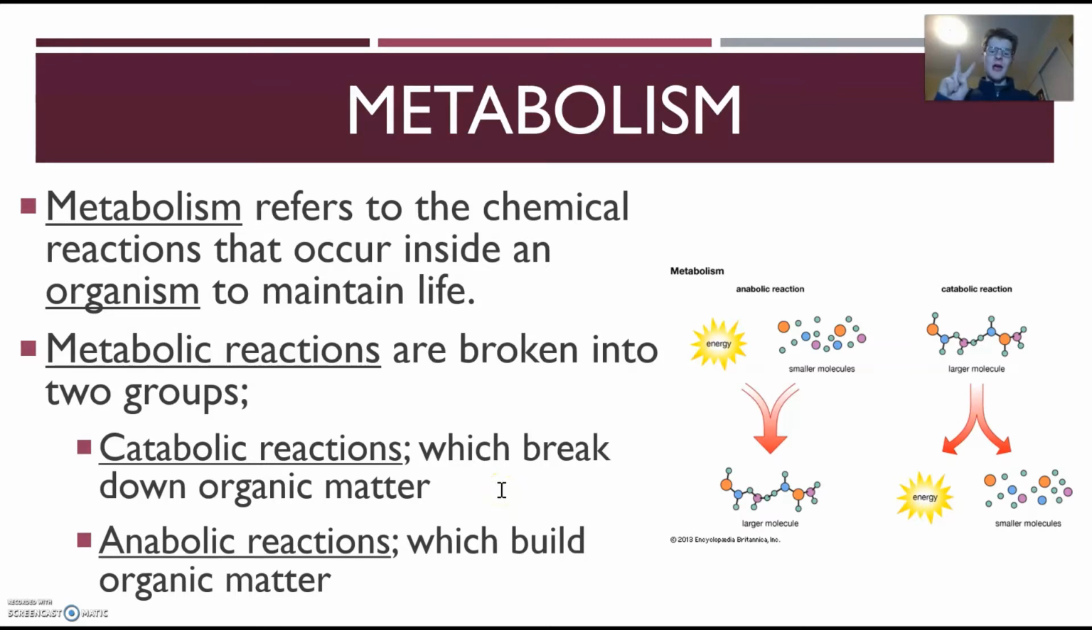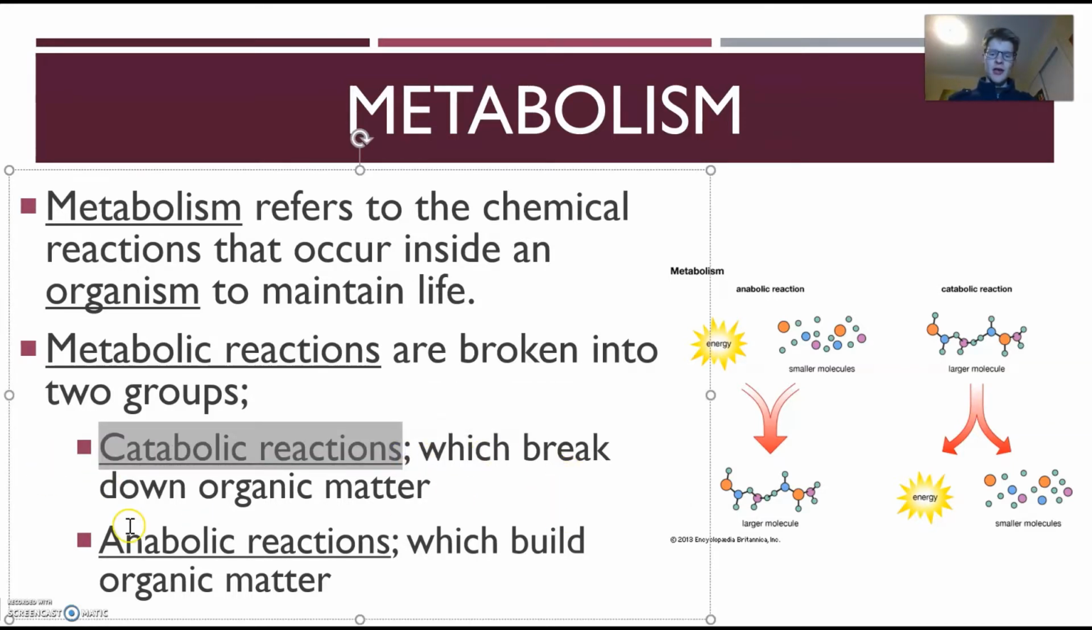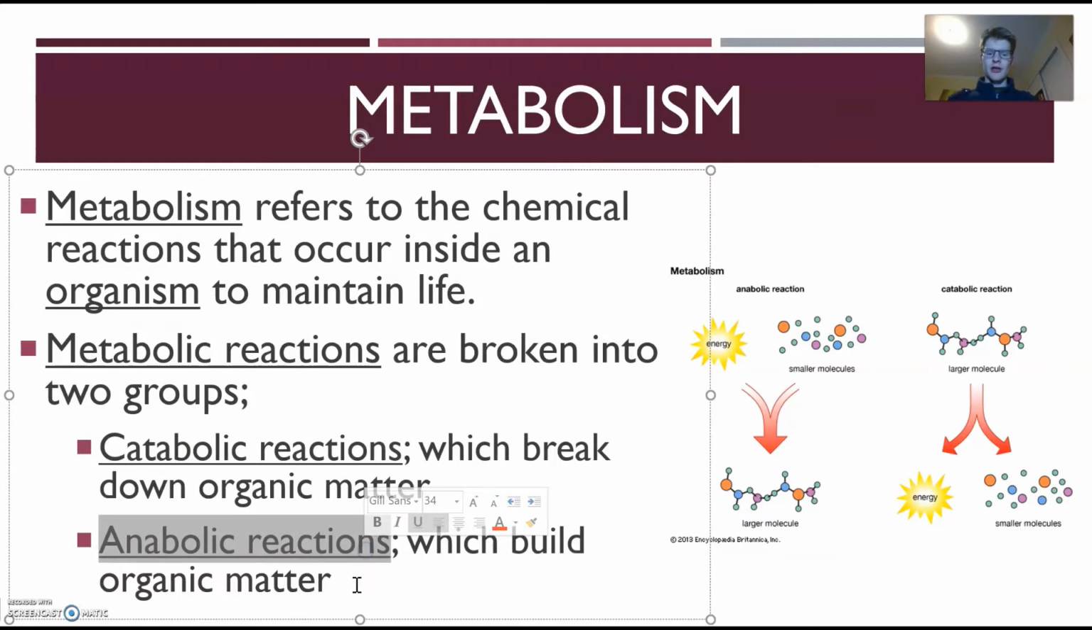These chemical reactions, these metabolic reactions, can be broken up into two groups, and this is a really important thing to know. You can have catabolic reactions, which is where you see organic matter being broken down, and you also have anabolic reactions, which is where organic matter is built up. Say we had a large molecule, a catabolic reaction would break apart that molecule. And as a result, when you break it apart, you release energy. That's the benefit of a catabolic reaction. Whereas an anabolic reaction is where you use energy to create new molecules. So you'll see smaller molecules being pieced together to make a new molecule.